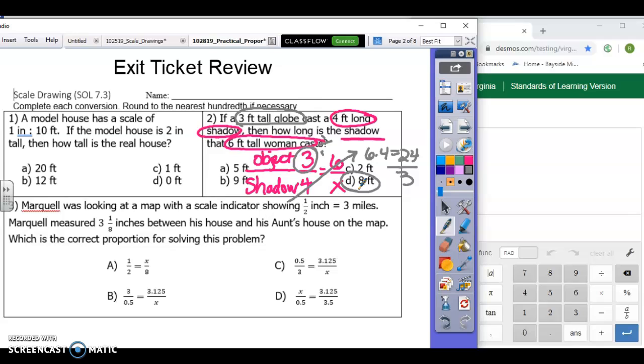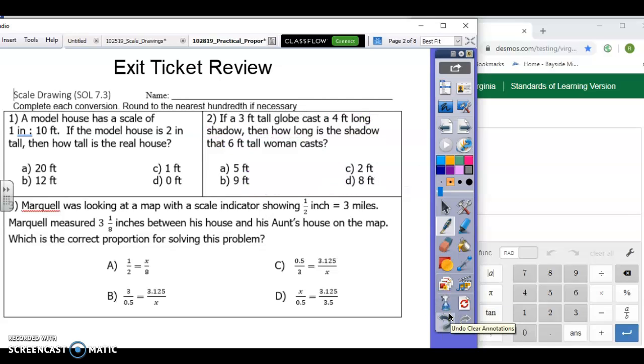Number 3. Number 3 says Markel was looking at a map with a scale indicator showing 1 inch equals 3 miles. Markel measures 3 1/8 inches between his house and his aunt's house on the map. What is the correct proportion for solving this problem?